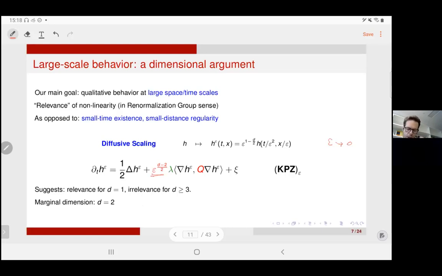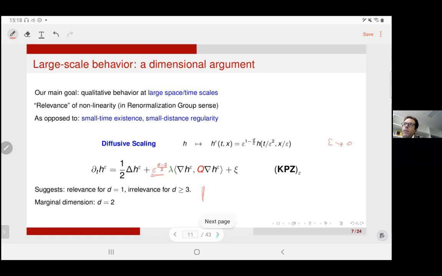So this simple-minded scaling argument just suggests that the nonlinear term should become more and more relevant on large scales in dimension 1, should become more and more irrelevant in dimension 3 and higher. And dimension 2 is the marginal situation where some finer analysis is required. Okay, but somehow already this simple argument tells you that something happens at dimension 2.